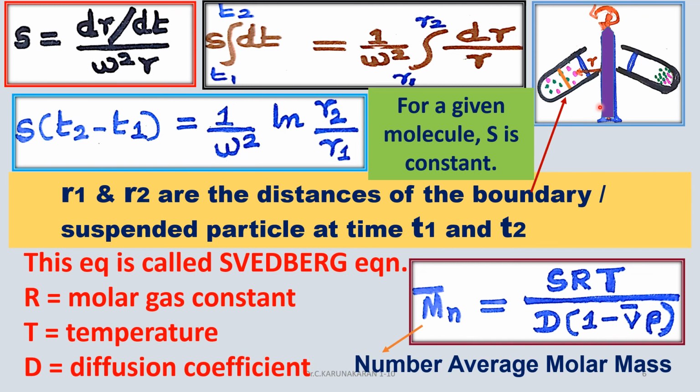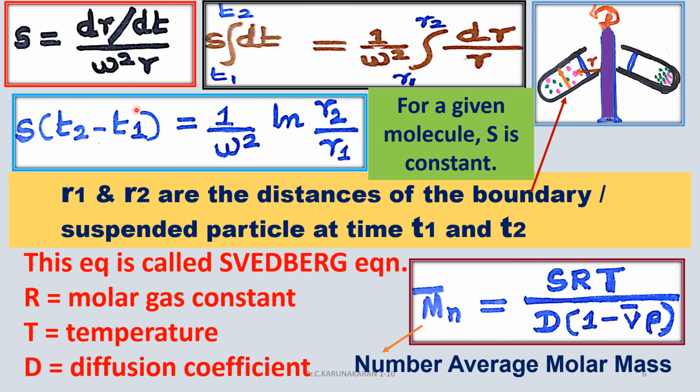Therefore, at time t1, r1 is the distance of the boundary or suspended particle. At time t2, the distance is r2. Let us rearrange this equation: you bring dt here and omega square dr by r. On integration between the limits r1 and r2, t2 minus t1 equals 1 by omega square ln r2 by r1.